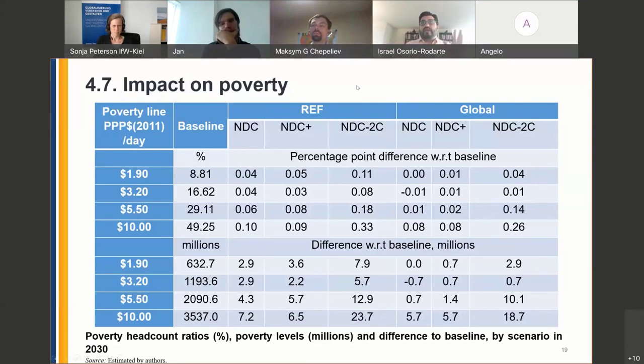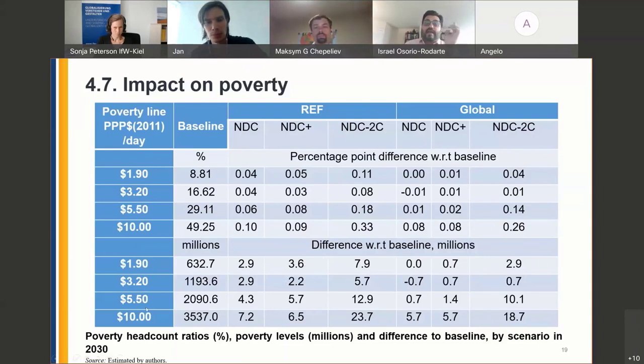And we also see that in REF, these impacts on poverty are larger than the impacts that we observe in the global cooperation scenario. For example, at $1.90 a day, which is our line for extreme poverty, we can have 7.9 million people falling into poverty with respect to baseline by 2030 if we go for the more ambitious 2 Celsius NDC scenario with the REF style cooperation. But if we move toward global cooperation, that is reduced by 5 million, to 2.9 million. That is basically showing these trade-offs between going more ambitious and having more global cooperation. That's in terms of poverty.